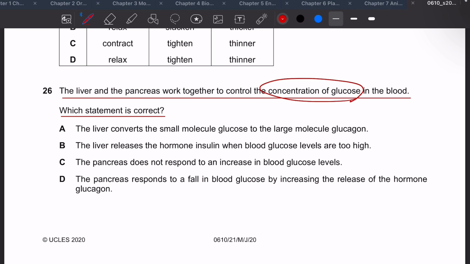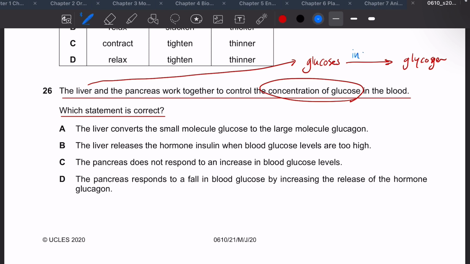So first of all, the liver converts glucose into glycogen. Of course, it happens in the presence of a hormone called insulin. And also the other way around happens as well. Glycogen is a polysaccharide that's formed by many glucose molecules. And glucose molecules are like this.